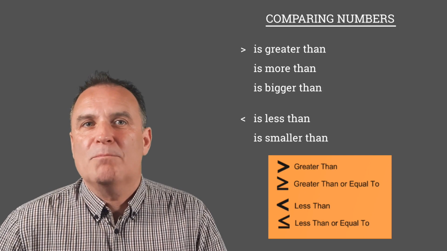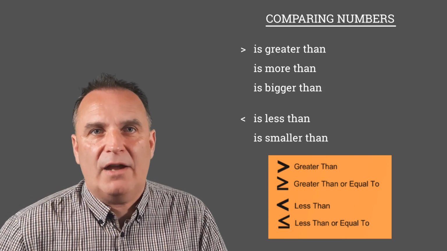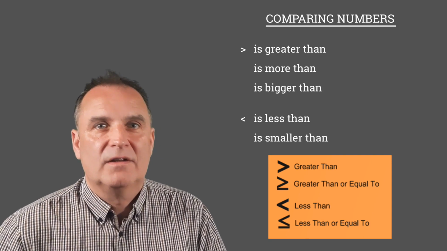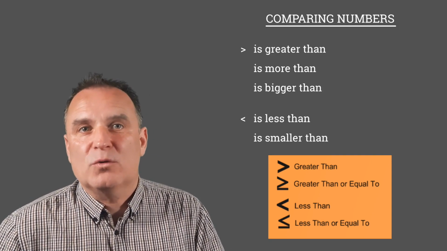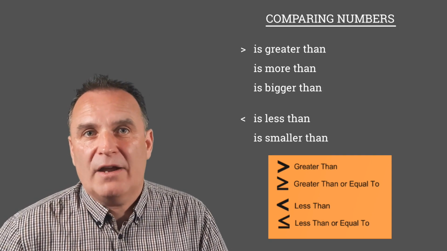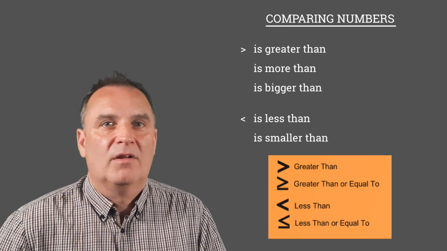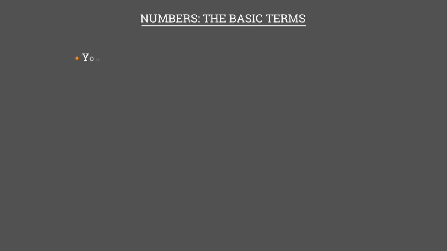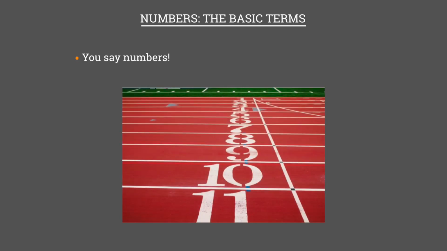And very often we combine this greater than or less than sign with an equal sign. So it's greater than or equal to, and less than or equal to. So that's a wrap for the basic expressions of numbers. There's a lot of terms there. They're all very useful, so worth maybe looking at that one again.